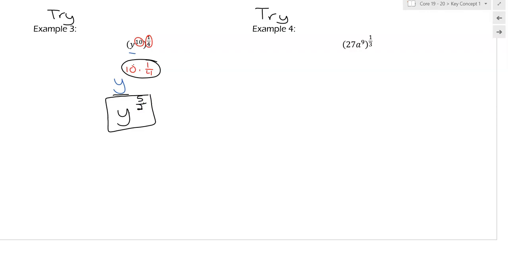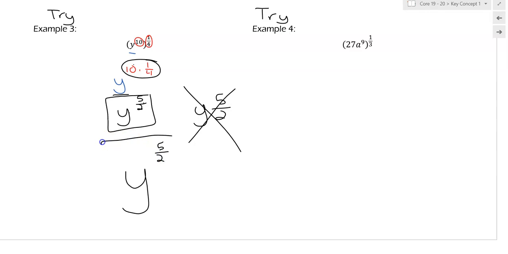It should not look like this. That is wrong. Don't write it like that. Make sure it's smaller and to the right. If you need to write your y's bigger so that that can be smaller, I'd rather have an answer that big than you write something like this. This is way more correct than this is, okay? So be very careful with that.